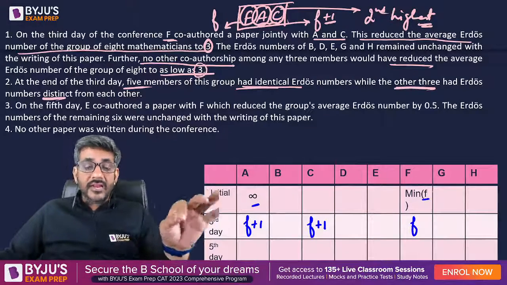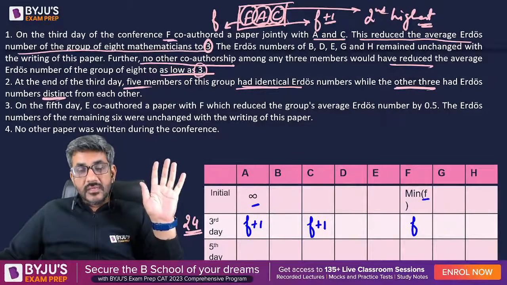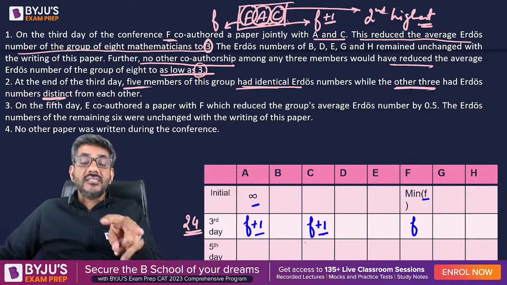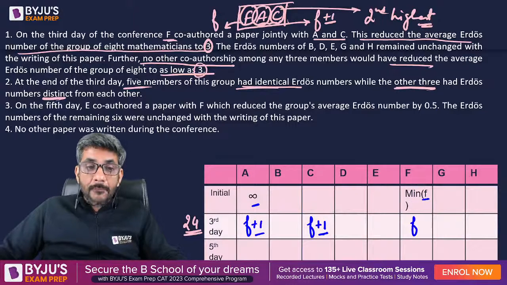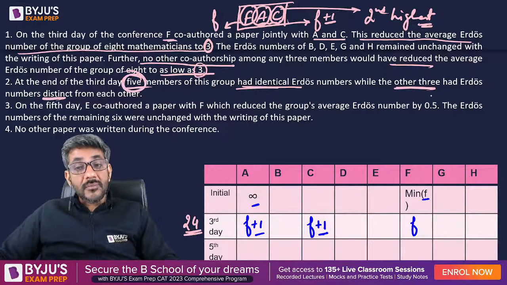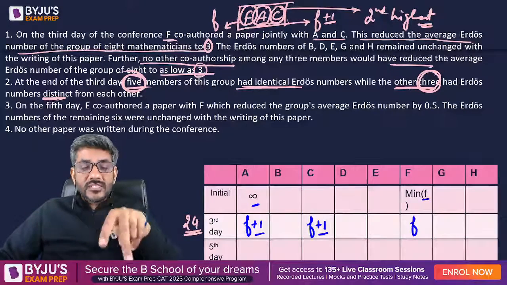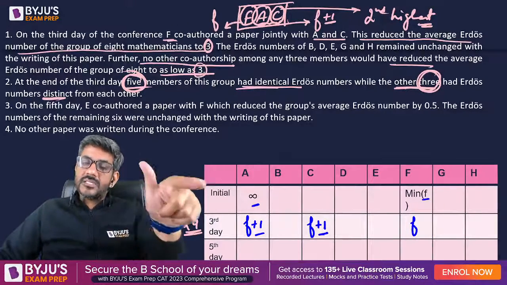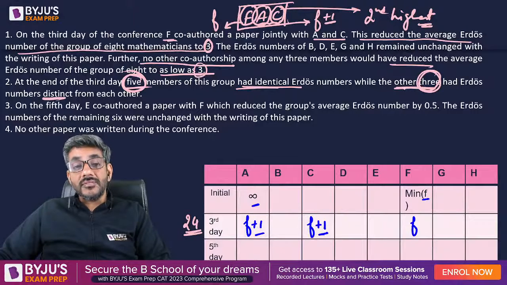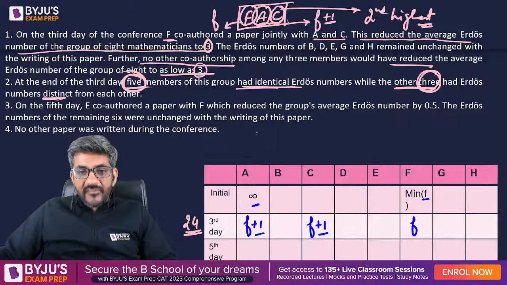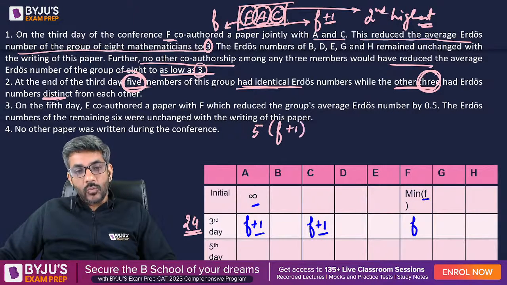5 people had identical LDOS numbers. Other 3 were distinct. I already see 2 people with an identical LDOS number. So can I say these 2 people should be a part of these 5 members? They can't be a part of these 3, because these 3 have distinct LDOS numbers. So these 2 people, that is A and C, should be part of that 5 members who had identical LDOS numbers. So 5 people have an identical LDOS number of F plus 1.